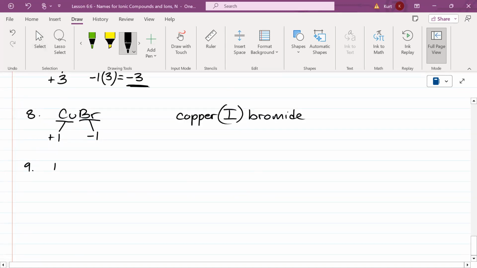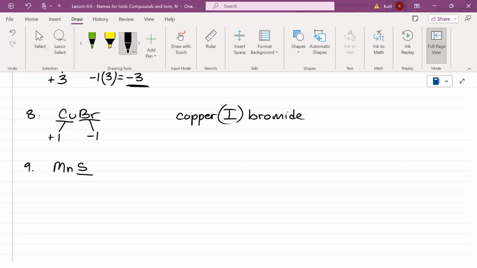Number 9, MnS. Now, Mn is manganese, not magnesium. Manganese is element... let me look at my giant periodic table in my room. Let me see if I can find it. Where is it? There it is. It's element 25. It's in the D block. So you've got to come back to that.